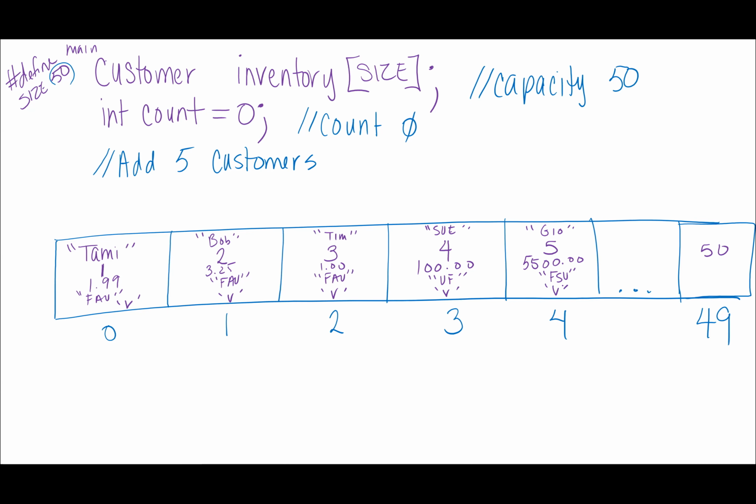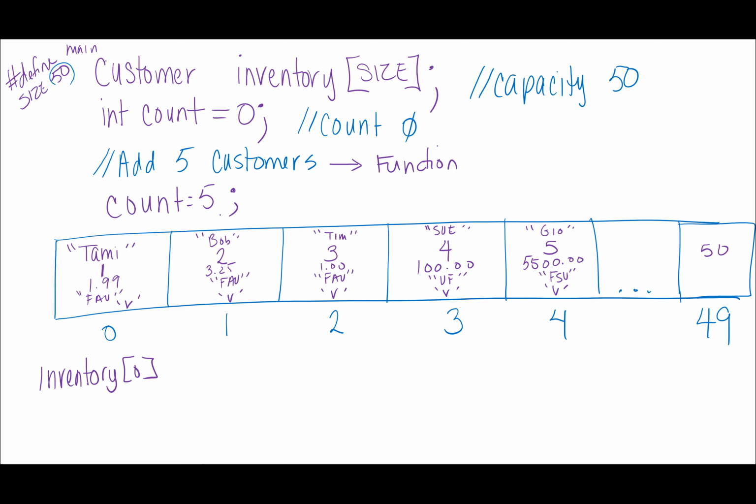So now we've put 5 customers into our array. This right here is inventory at index 0. That's the customer. This is inventory at index 1, inventory at index 2, inventory at index 3, etc. Now that we've added 5 customers, and that's going to be in a function, our count is going to be 5.